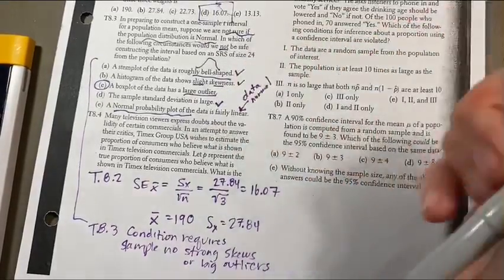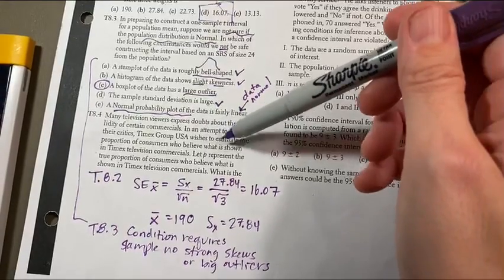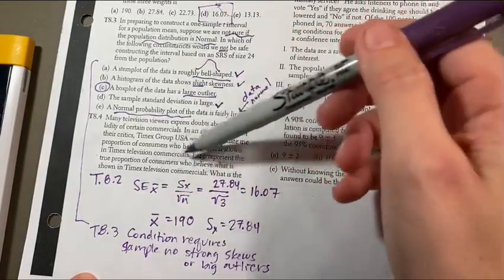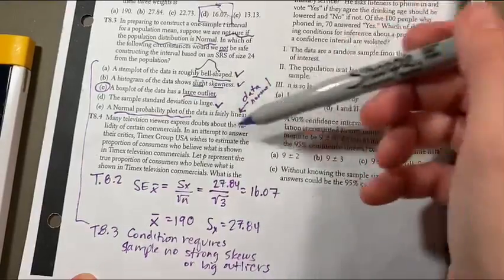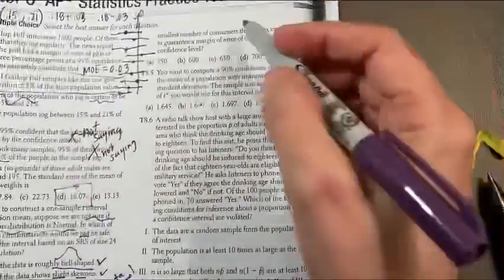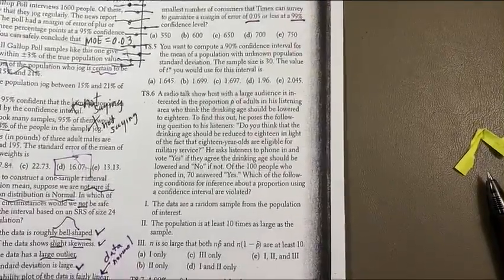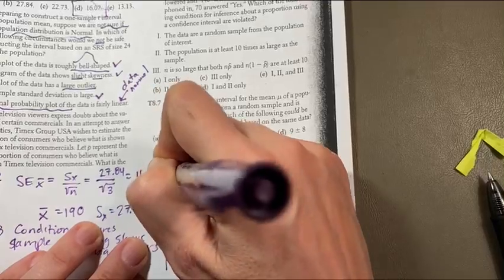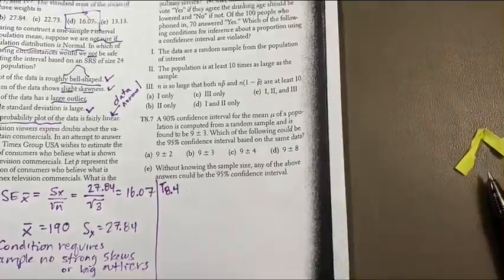So 8.4 said a bunch of TV viewers were expressing some doubt about the validity of a commercial. In an attempt to answer, they wish to estimate the proportion of consumers that believe what's shown on the commercial. Let P represent the true proportion of customers who actually believe what's on the commercial. What is the smallest number that Timex can survey to guarantee a margin of error of 0.05? All right, so we have to solve for n. These are like the bonus questions. So 8.4, we're asking a yes or no question: do you believe?